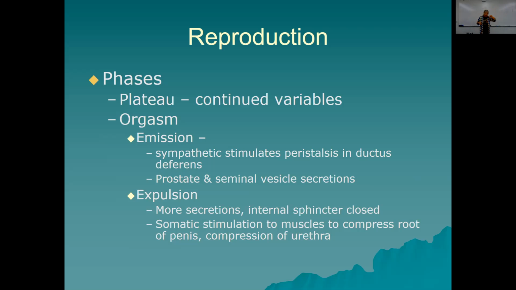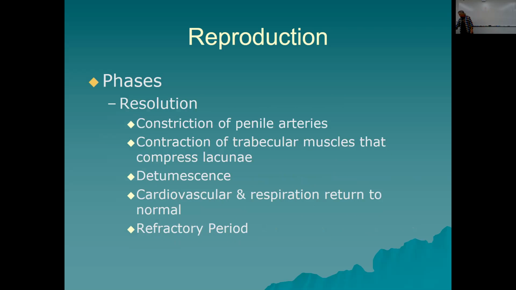So really, all three nervous systems are needed for male sexual function. First, you need the parasympathetic reflex to cause erection. You need sympathetic stimulation for peristalsis in the ductus deferens, and then the muscles that compress the root of the penis and compress the urethra, these ischiocavernosus and bulbospongiosus muscles, are innervated by the somatic nervous system. So you need all three nervous systems to allow ejaculation.